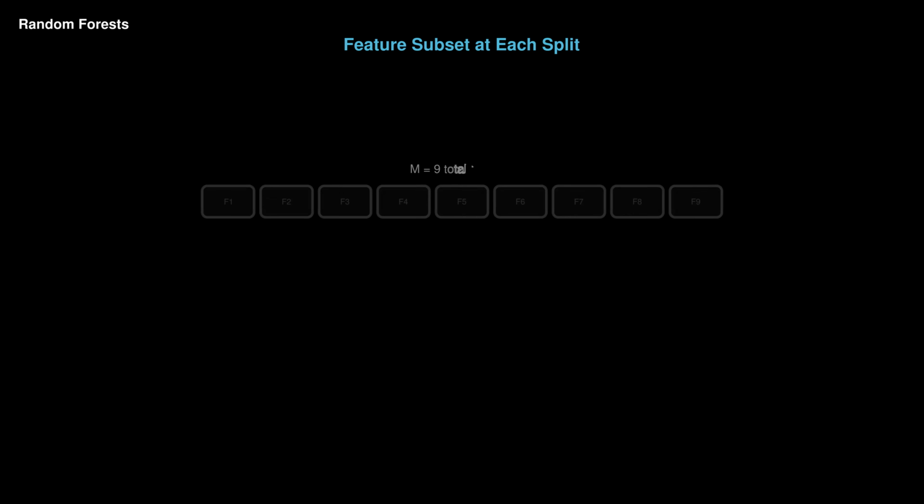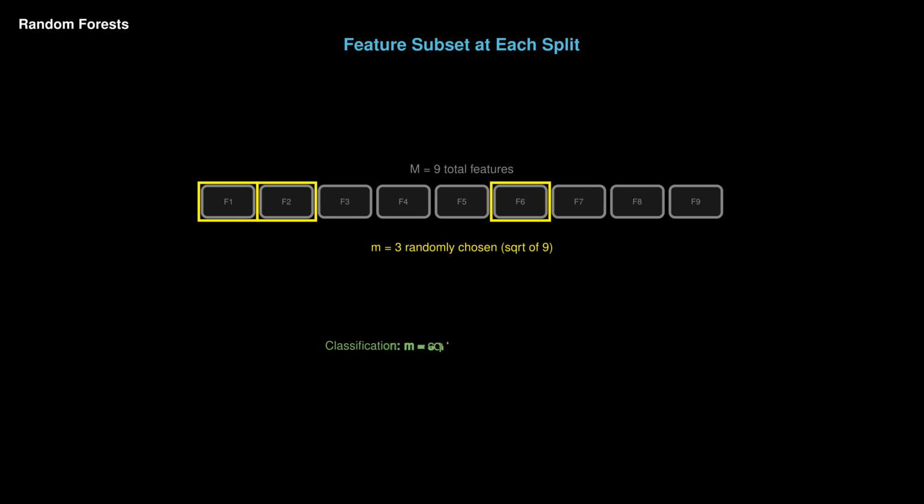Here's how it works in practice. Say your dataset has M total features. At every single split in every single tree, you randomly select a smaller number m of those features and only consider those m candidates for the split. The typical rule of thumb is, for classification, use m equals the square root of M. For regression, use m equals M divided by 3. So if you have 100 features in a classification problem, each split only looks at 10 randomly chosen features.